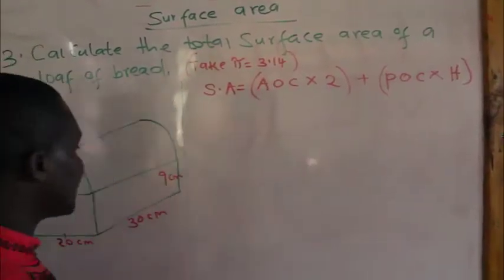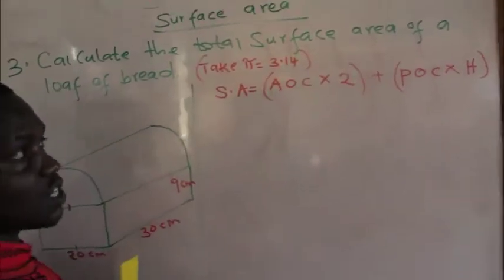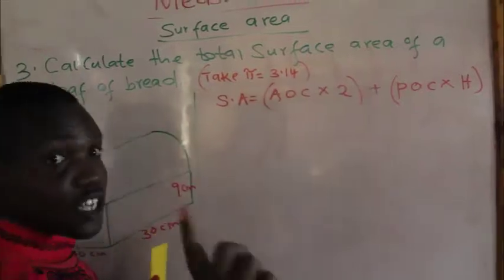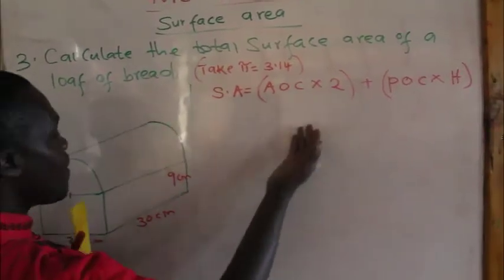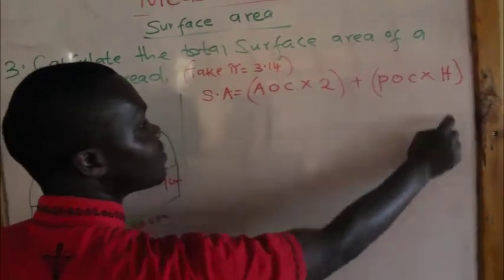Area of the cross section. The cross sections are 2. That's why I have retained my 2. If it was 1, you would delete the 2. So then you come back to the cross section again. Then you find the perimeter of the cross section times height.